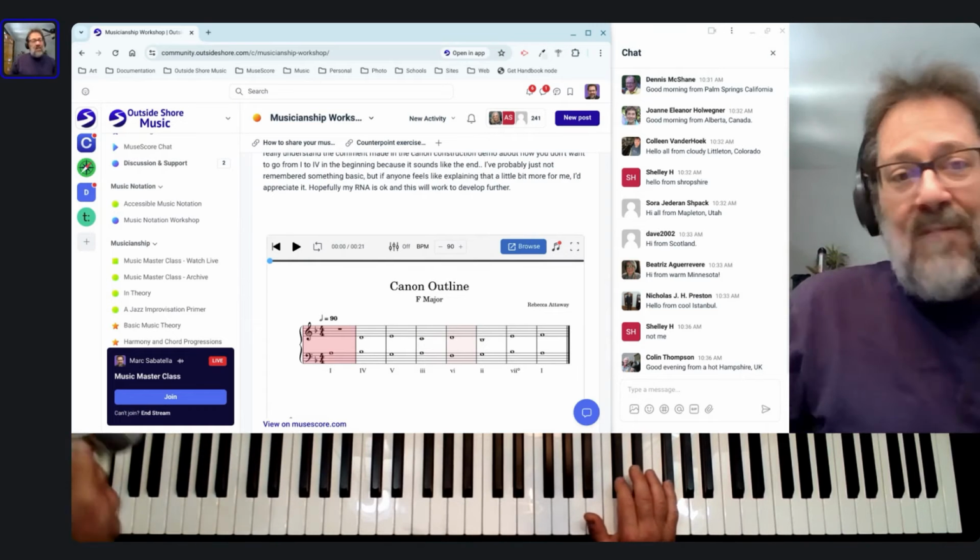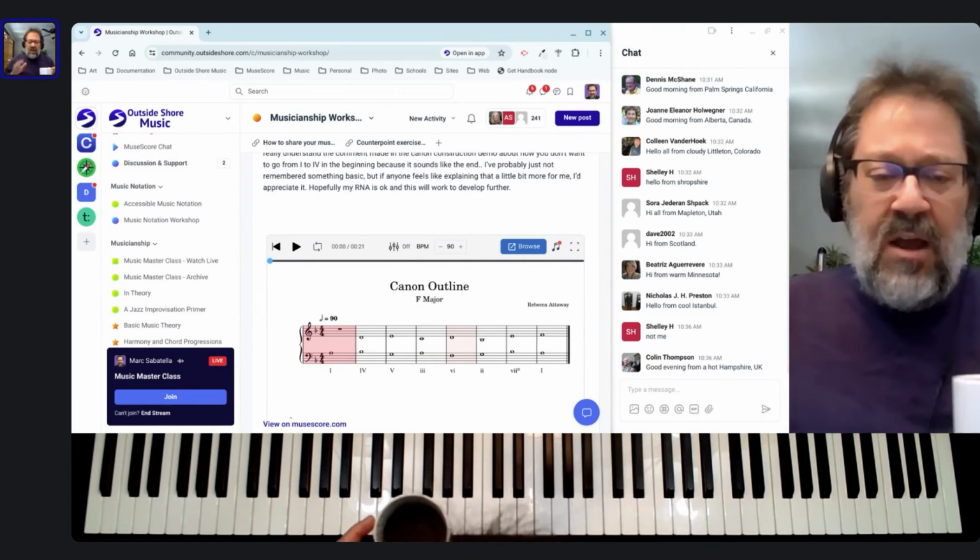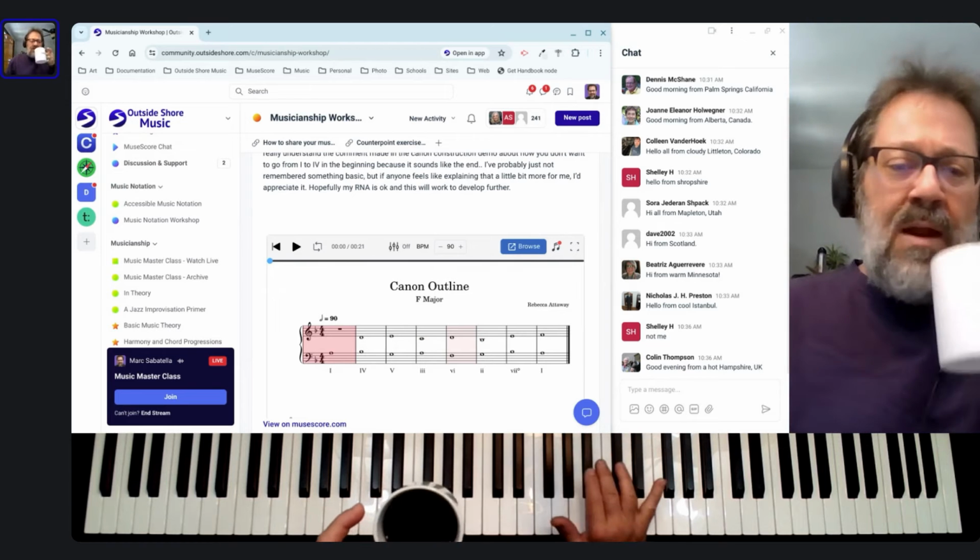It doesn't always have to be exactly a measure. That was just kind of the parameters I put for this assignment to keep everyone on the same page.